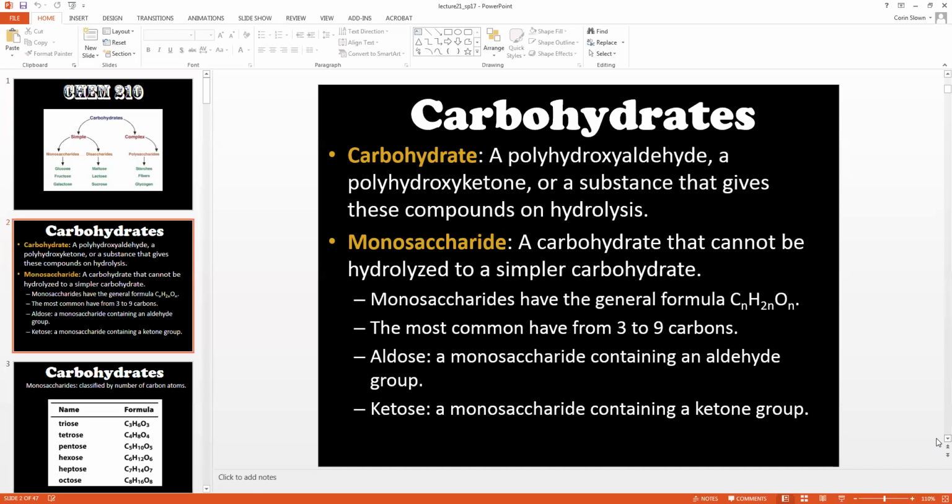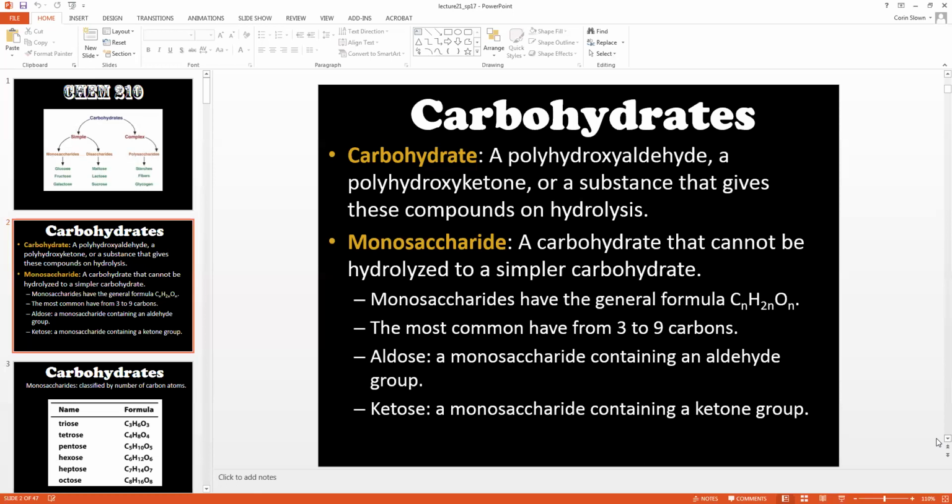So what is a monosaccharide then? So a monosaccharide is a carbohydrate that cannot be hydrolyzed to a simpler carbohydrate. What do I mean by that? Well, monosaccharides have the general formula CnH2nOn. So most have somewhere between 3 to 9 carbons. And we're going to be looking at two types, an aldose, which is a monosaccharide that contains an aldehyde, and then ketose. This is a monosaccharide that contains a ketone group.